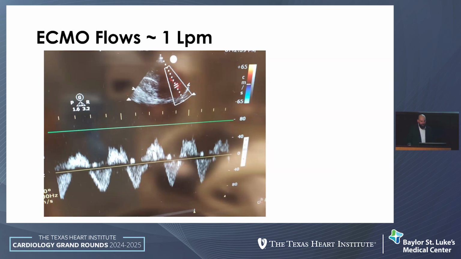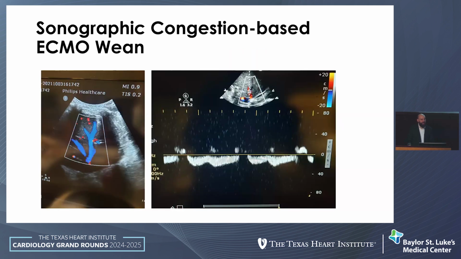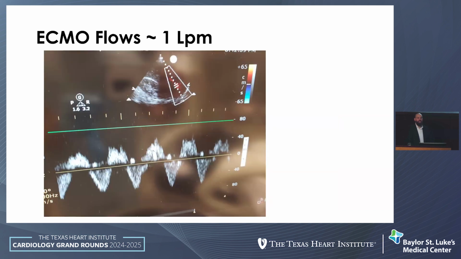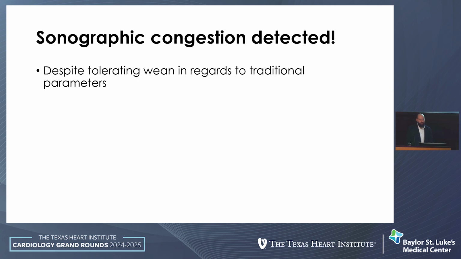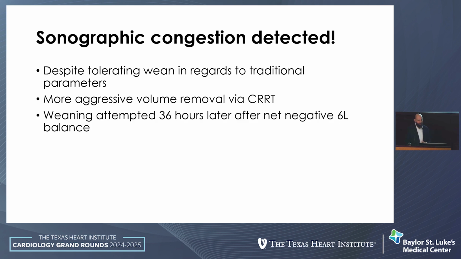It's clear that compared to here, where you have antegrade flow, you suddenly have flow reversal. So we unmasked the congestion by coming down on the flows. We made a clear decision: we've detected congestion, even though the mean arterial pressure and the PA pressures didn't go up and everything looked normal traditionally, there was sonographic evidence of congestion. And so we did not decannulate the patient. We instead opted for more aggressive volume removal.